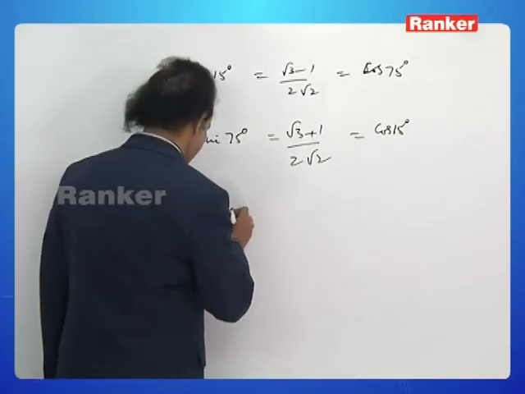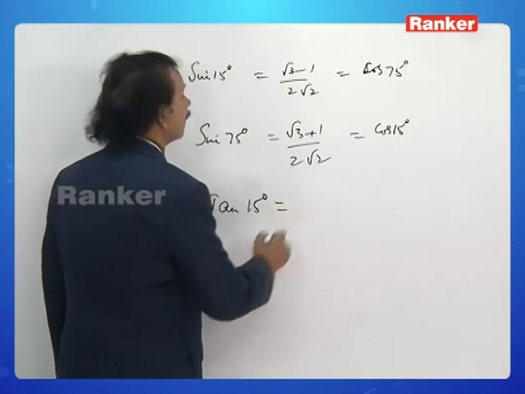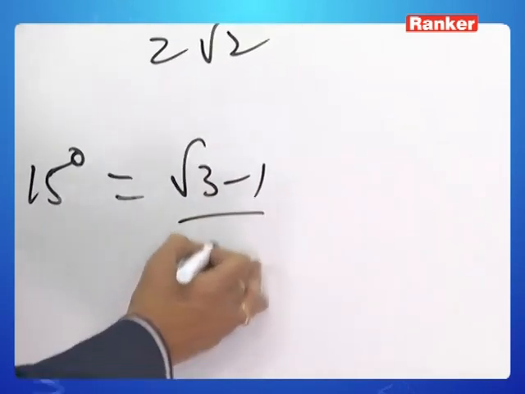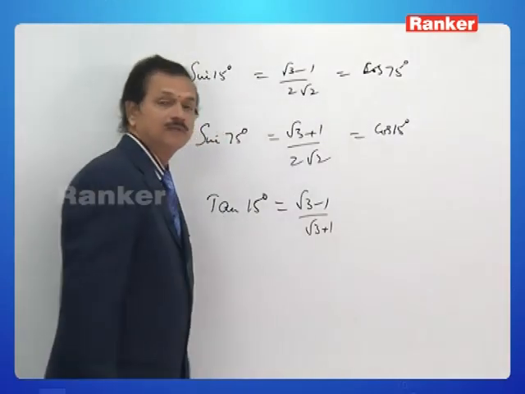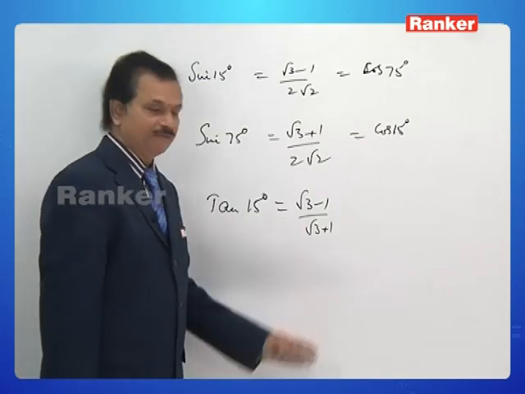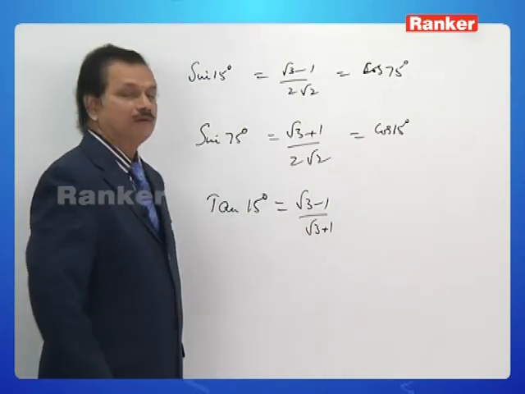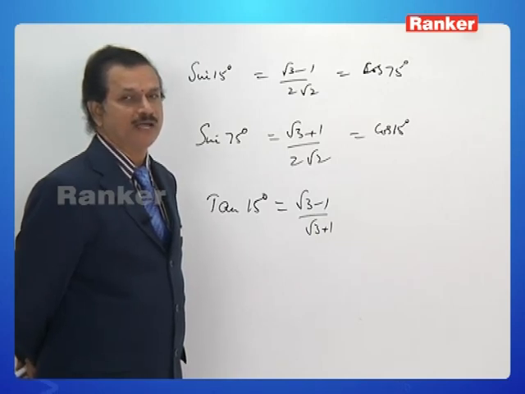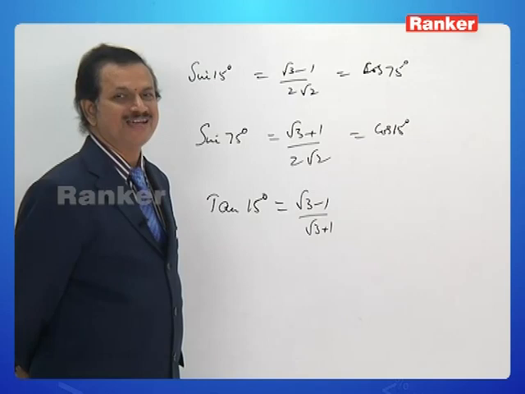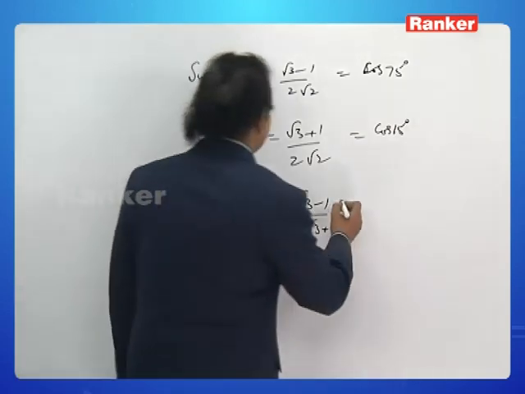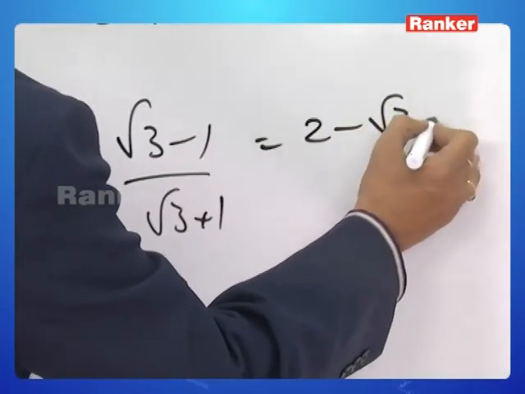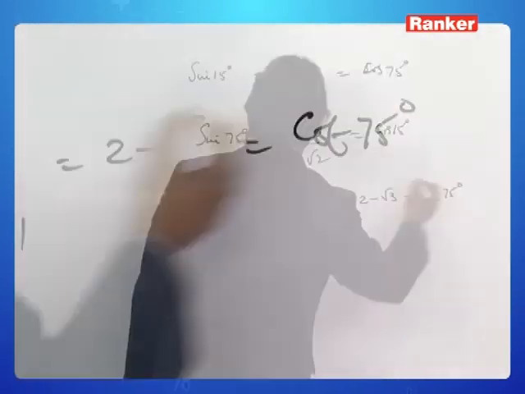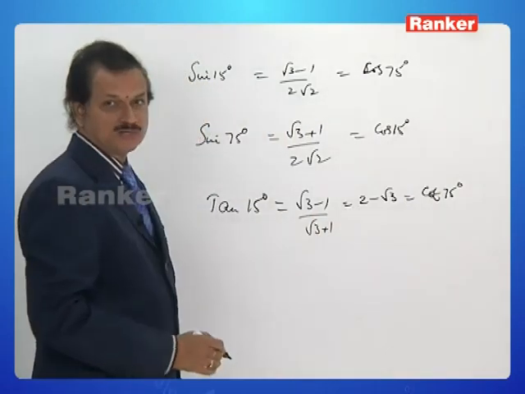Next one, tan 15. What do you mean by tan 15? Sine 15 by cos 15. That is root 3 minus 1 by root 3 plus 1. Rationalize the denominator. Then the numerator becomes root 3 minus 1 whole square by 2. 3 plus 1 minus 2 root 3 by 2. That is 4 minus 2 root 3 by 2. Hence it is 2 minus root 3. The same can be cot 75 because 15 degrees and 75 degrees are complementary.